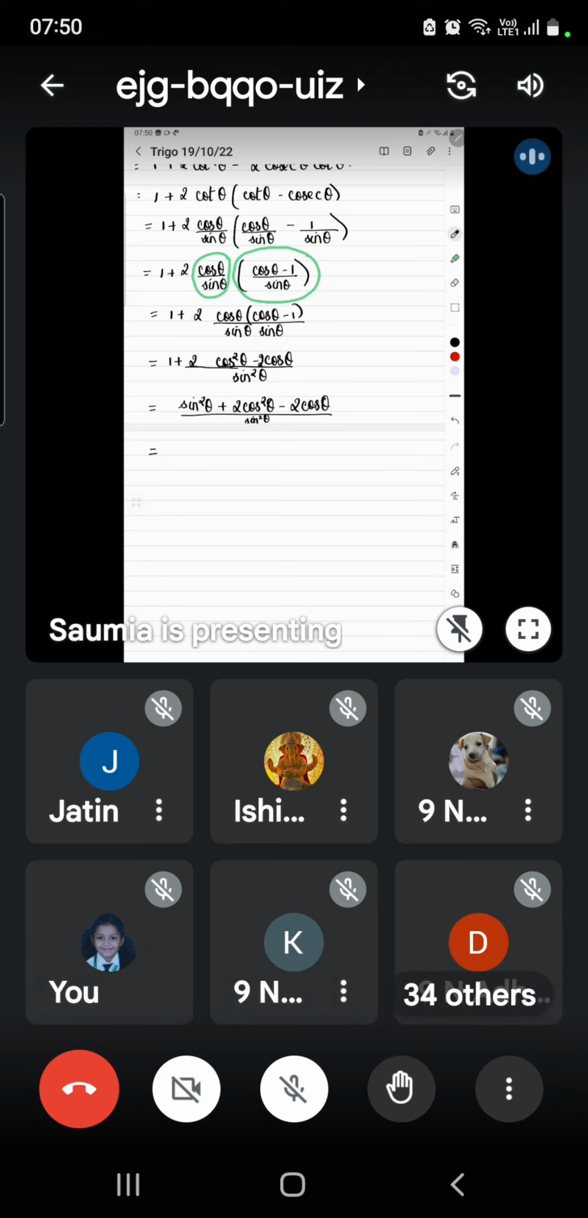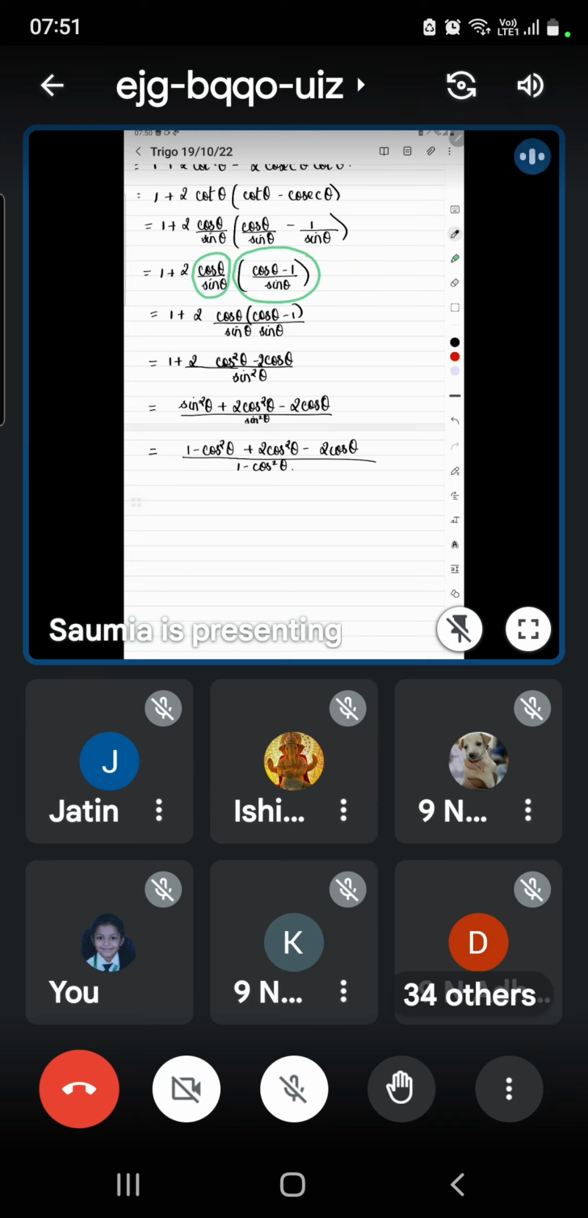Sine square theta is 1 minus cos square theta, because everything has to come in terms of cos. So if I write this, sine square theta is 1 minus cos square theta, plus 2 cos square theta minus 2 cos theta, upon the bottom also 1 minus cos square theta. Then what? Cos thetas will get cancelled.